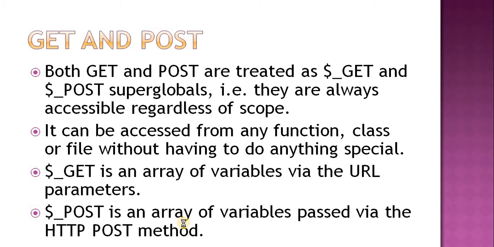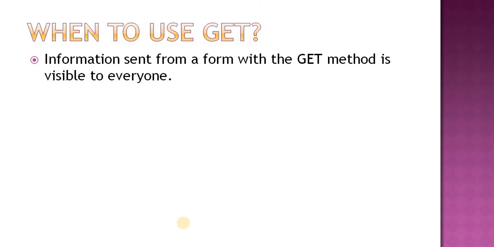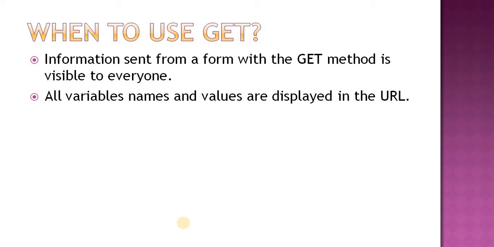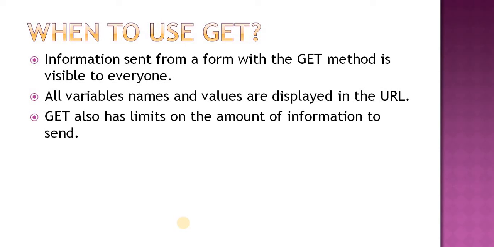So coming to when to use get. Information sent from a form with the get method is visible to everyone. We have seen that it is visible in the URL, so everybody can view that. All variable names and values are displayed in the URL. So URL is going to display the values also. Get also has limits on the amount of information to send. So the amount of data it is going to send is limited. You cannot send very big data using get method.